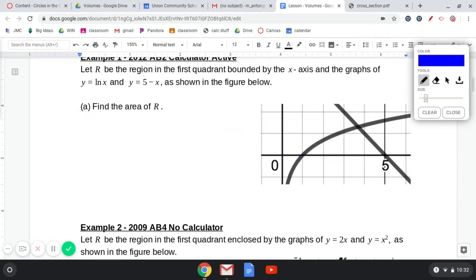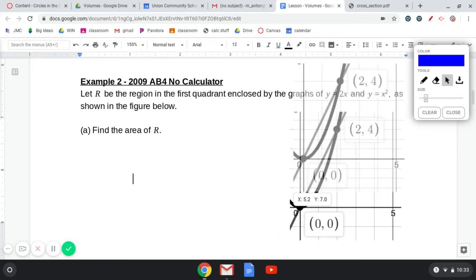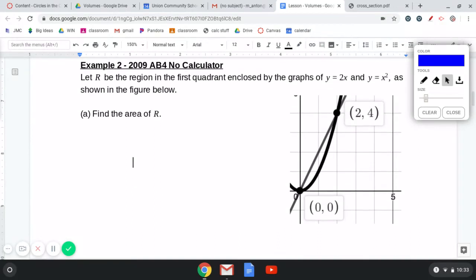So let's do another example. Oh, also, I guess I should probably explain this 2009 AB4 no calculator. These come from AP exam questions. That's where I'm getting these problems, so I thought I would cite my source and let you know that if any of you are planning on taking the AP exam in the future, these are problems that were on past exams, so congrats, you can solve AP exam problems.